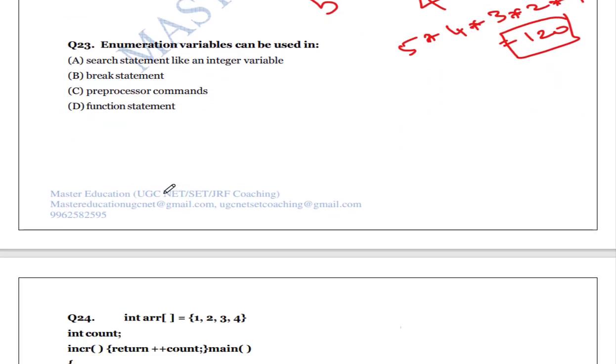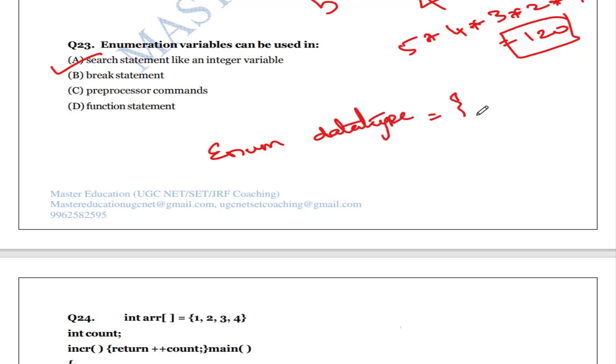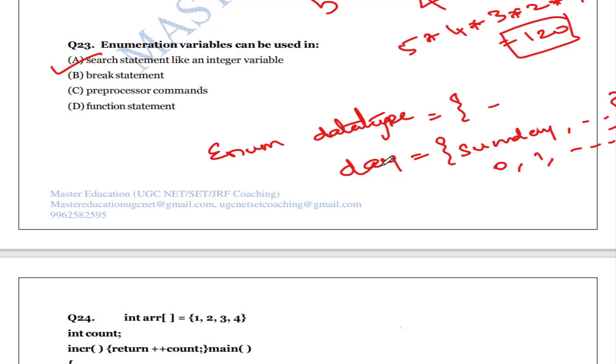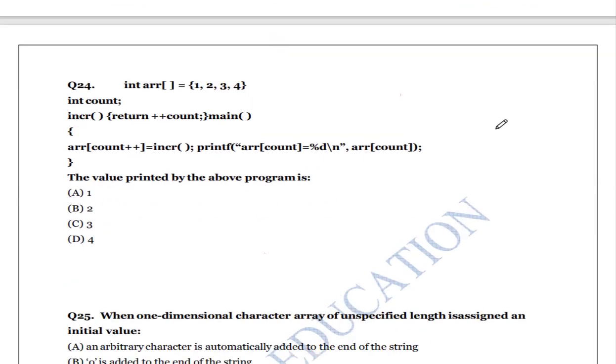the stack. The next one, enumerator variable can be used in switch statement like an integer variable. So enumerator, enum, so data type, right, some set of statements and some values, right. For example, enum day equal to Sunday, Monday, and etc. So here it is assigned as 0, 1, 2, some values automatically. So it is like a switch statement like an integer variable.